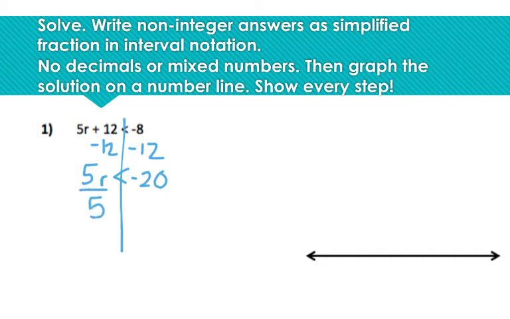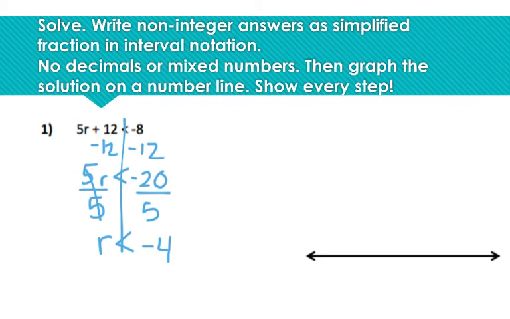Since we have 5r, or 5 times r, we divide by 5 on both sides of our inequality, which gives us r, and we have negative 4. Now our inequality sign stays the same since we divided by a positive number. So r is less than negative 4.